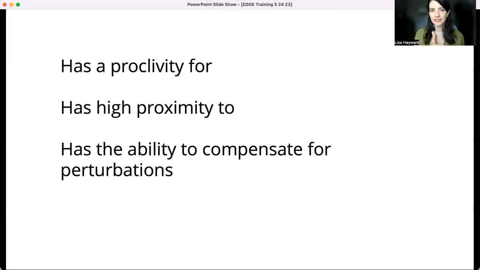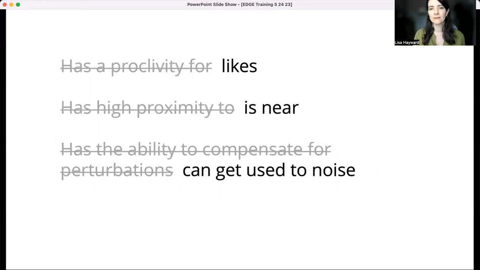Well, you can find the clunky words, you can find clunky phrases. So has a proclivity for, has high proximity to, has the ability to compensate for perturbations. And we can find a more simple way to say these things. Likes, is near, can get used to noise, noise being a perturbation in this case. Easy, right? Winston Churchill would love this.